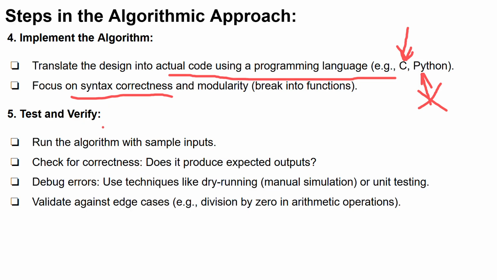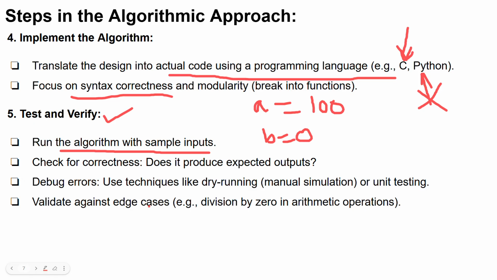Next, the fifth step is test and verify. After writing the code, we will run that code as many times as possible with different inputs. Suppose we have a equal to 100 and b is equal to 0. We will try with these types of things, and with different inputs, so that whatever code we have written, whether it is running properly or not, should be tested and verified.